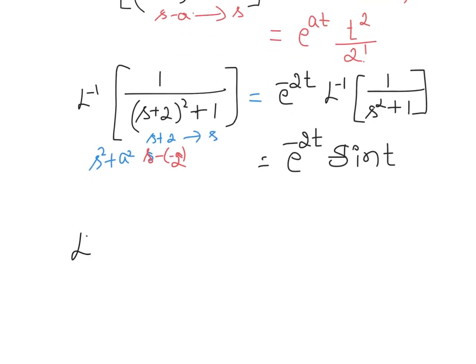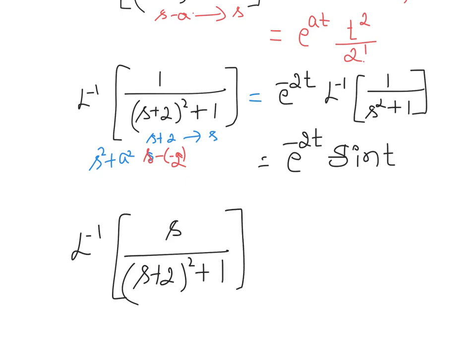Suppose in the same problem we have s plus 2 whole square plus 1 in the denominator, and s is in the numerator. Here, very important, if the denominator is in s plus 2 format, the numerator s should also be in the same format. So how can we change it? Just add 2 and subtract 2. If you have an s term in the numerator, it should be in the same format as the denominator.